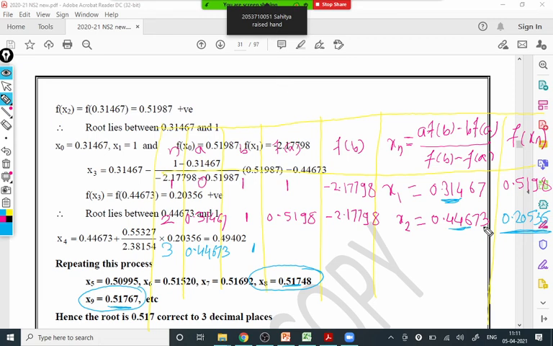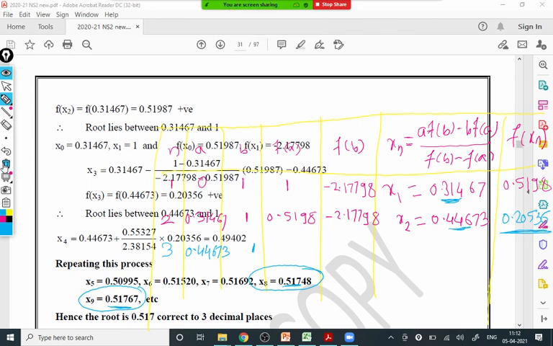Okay, choice is yours. Any doubt in the process here or this method? Yes, sir, one doubt. In the bisection method, we used to do f of a less than 0, f of b greater than 0. So is that valid here also? Yes, same thing we are doing now.